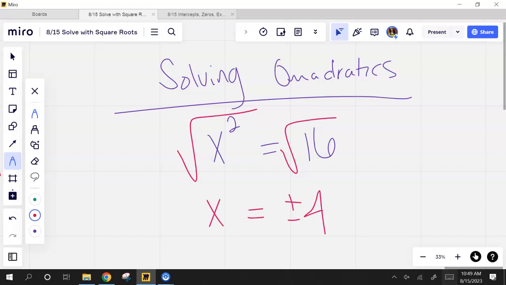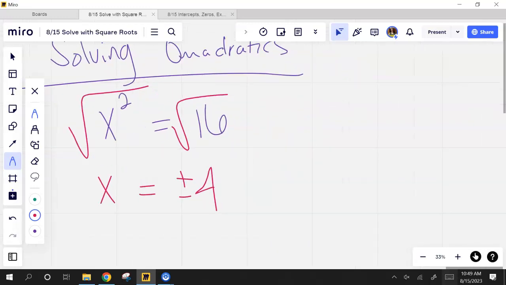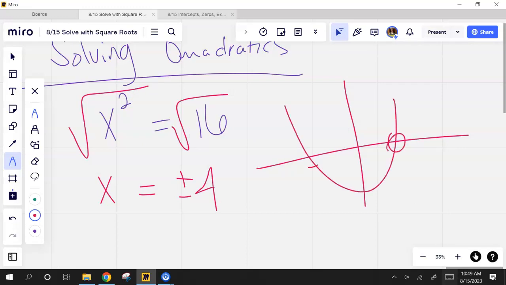It's two different zeros. Good job, Leah. This is actually a parabola that is crossing the x-axis at both positive 4 and negative 4. That's why there's two solutions. See why I wanted you to understand the graphing a little bit before we got into this?